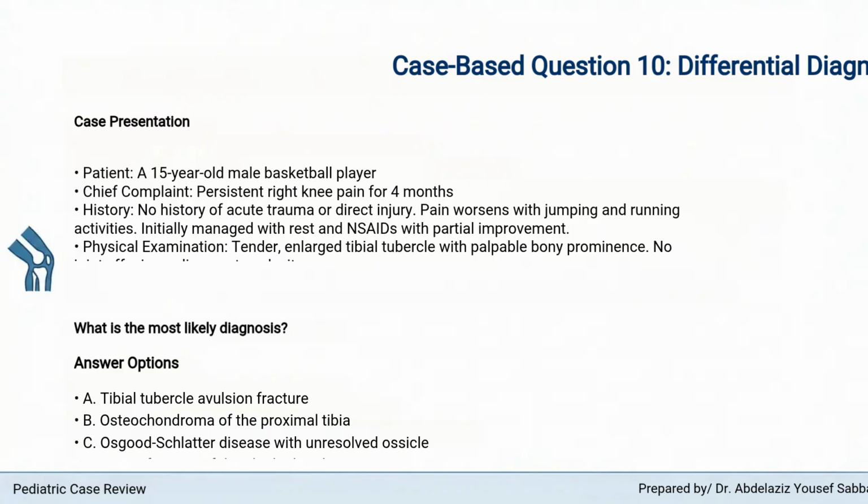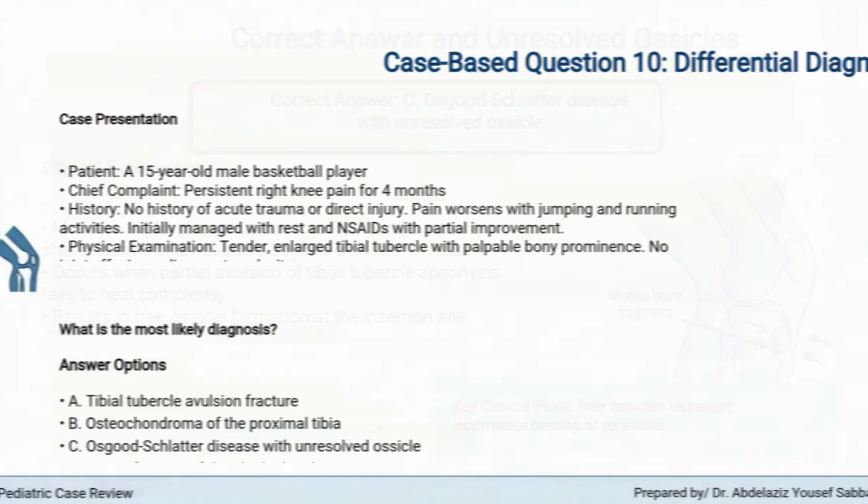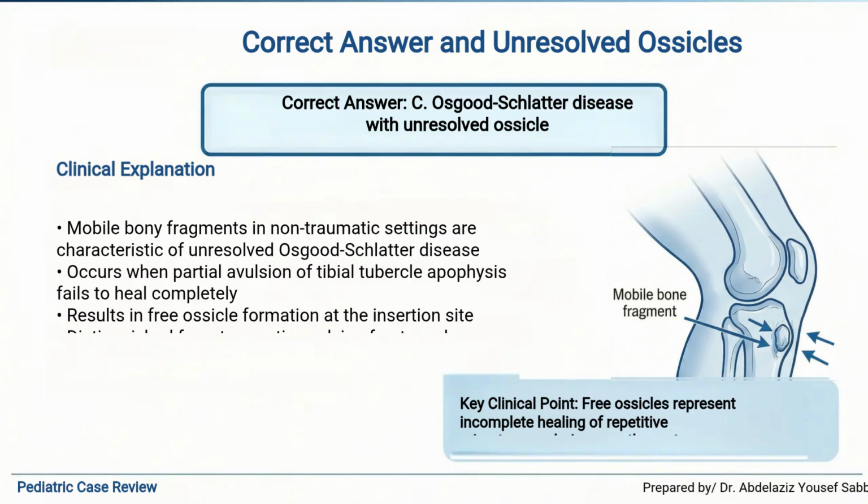Option A, tibial tubercle avulsion fracture. Option B, osteochondroma of the proximal tibia. Option C, Osgood-Schlatter disease with unresolved ossicle. Option D, stress fracture of the tibial tubercle. The correct answer is option C, Osgood-Schlatter disease with unresolved ossicle.